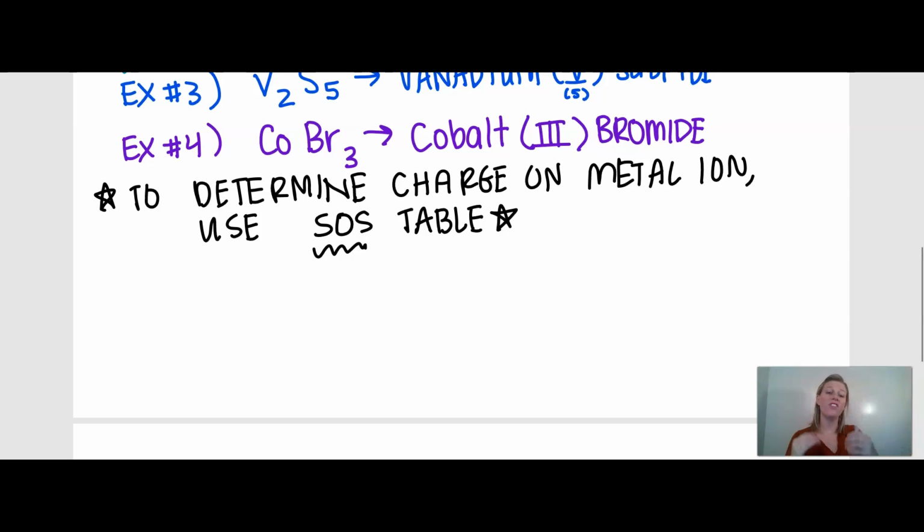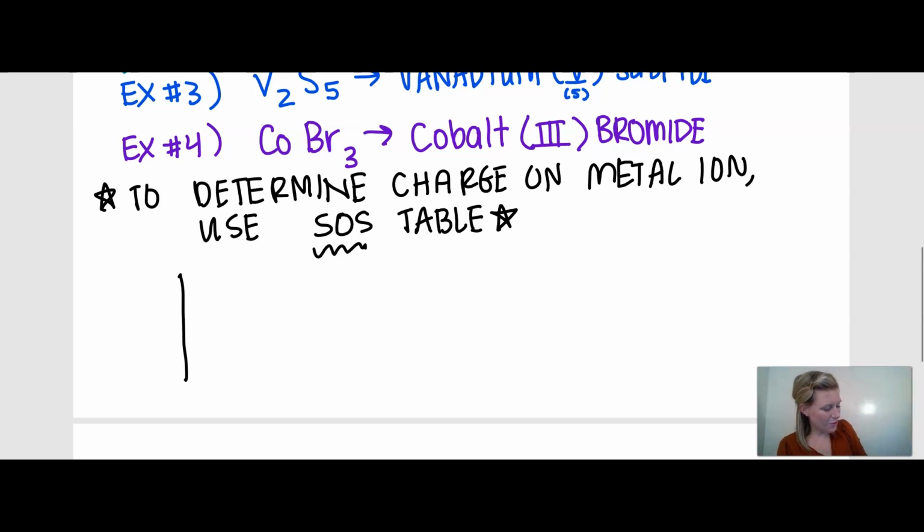And then when we finish going over that, we're going to do some practice of formula to name and name to formula, just to make sure that we're clear. Okay. So to determine the charge on the metal ion, we're going to use an SOS table. So let's go ahead and set that up. If you're following along on my guided notes sheets, I've included those tables for you. If you are not following along on the guided notes sheets, you're going to have to draw these out.